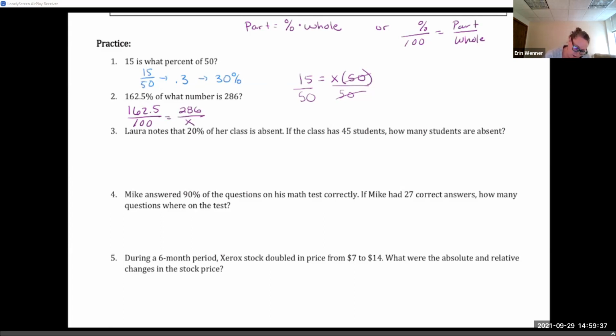The other way to think of this, either of those setups are going to work, okay? 286 is equal to 1.625 times some amount. Either way, what do we get? I want you to solve for X, either solving the purple problem or solving the blue problem. Doesn't matter. Both are going to give us the same answer.